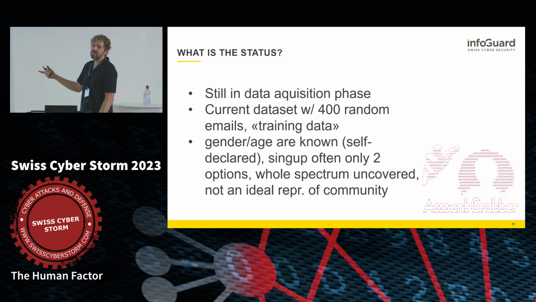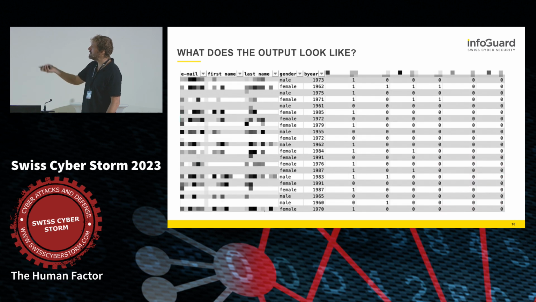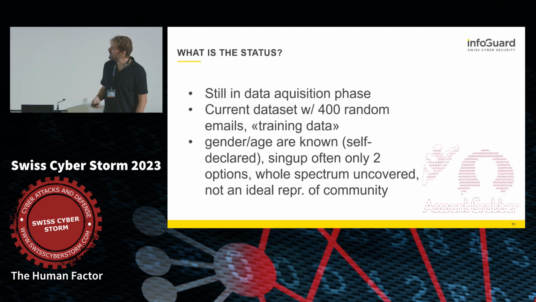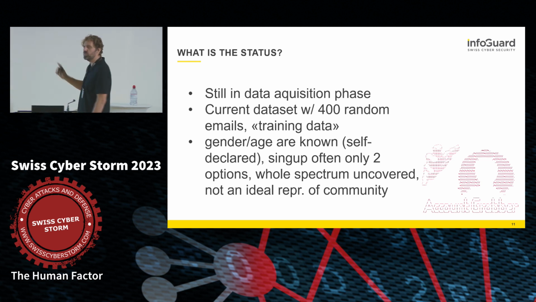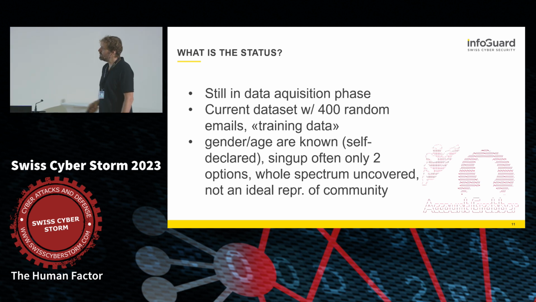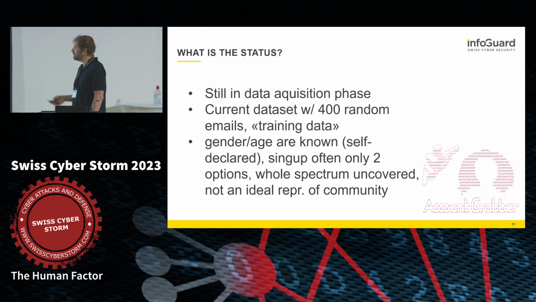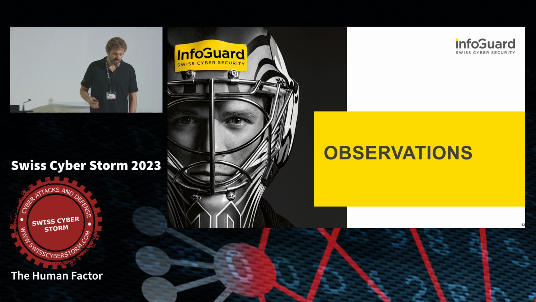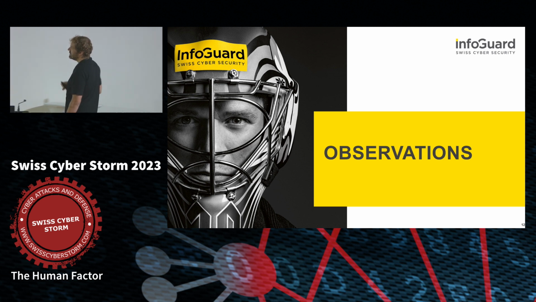We're well aware that, as maybe you noticed here, we only have male and female. This is a bit unfortunate, but currently it's still the case that for most web applications you only have 2 options. We're well aware that this is not an ideal representation of our community, but it's just the data that we needed to use, right?